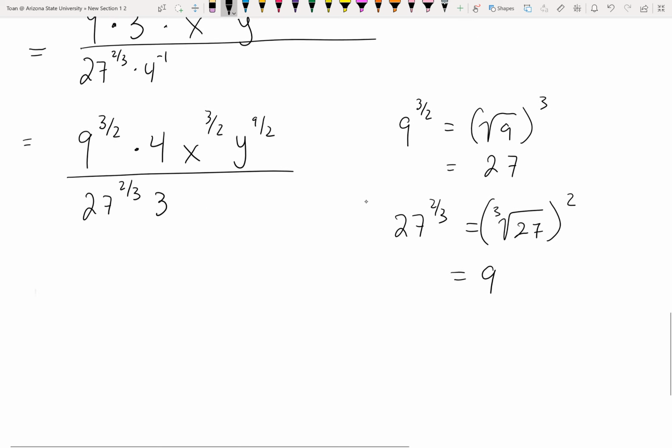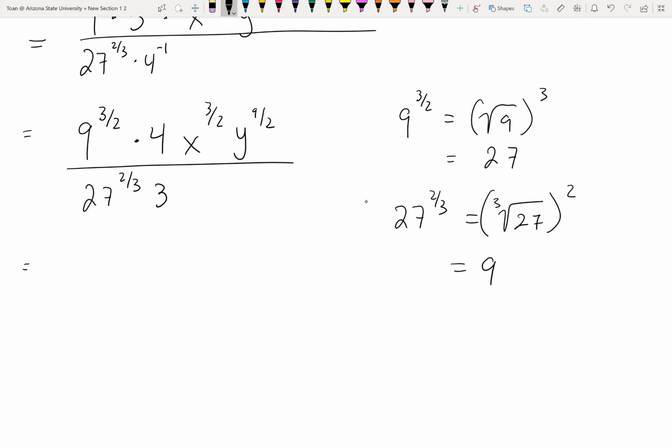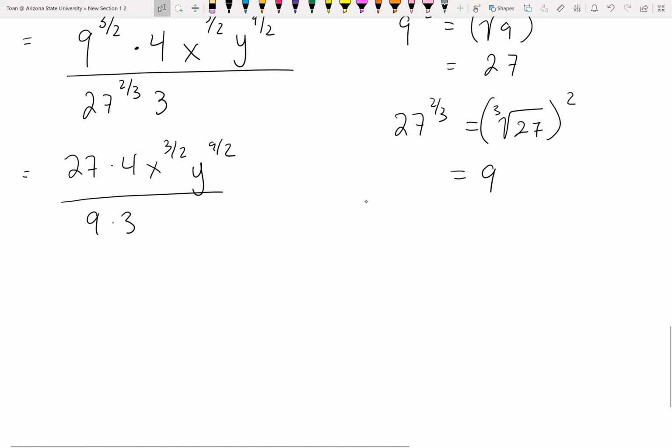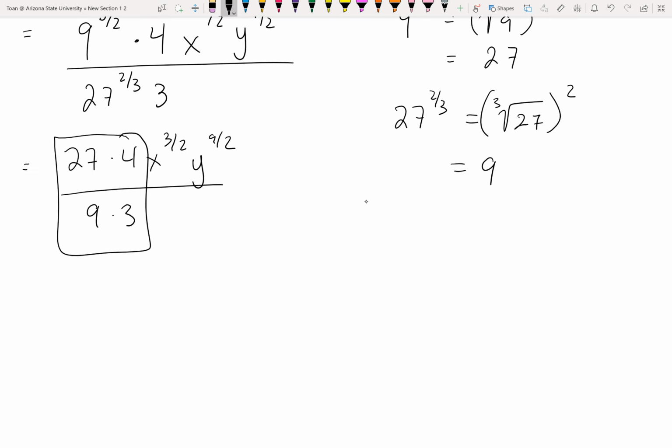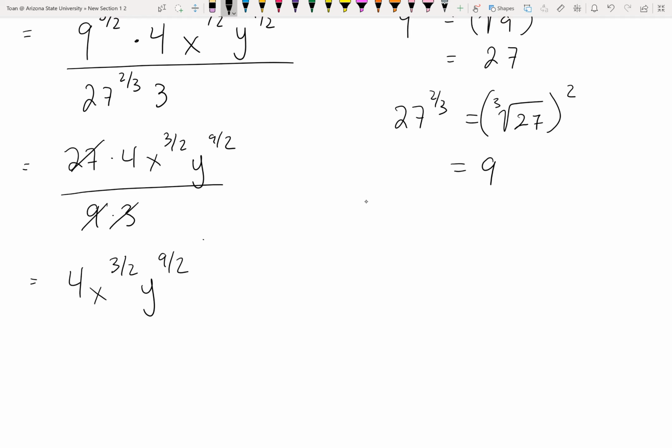So we have 27 times 4, x to the 3 halves power, y to the 9 halves power, over 9 times 3. And you go ahead and do the math on this. You do all the cancellation. You multiply, cancel. It turns out that 9 times 3 and 27 will cancel out, and you're left with 4x to the 3 halves power, y to the 9 halves power as your final answer.